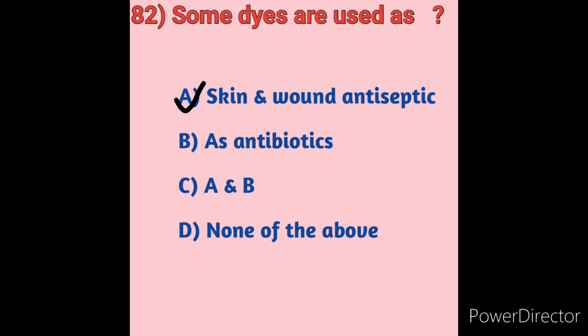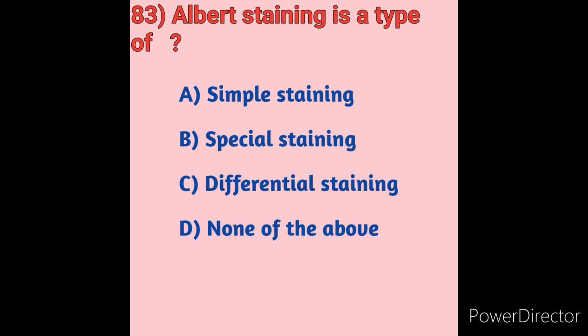Next we will move on to question number 83. Albert staining is a type of. Albert staining is which type of staining? We will see here the options. Option A, simple staining. Option B, special staining. Option C, differential staining. Option D, none of the above.